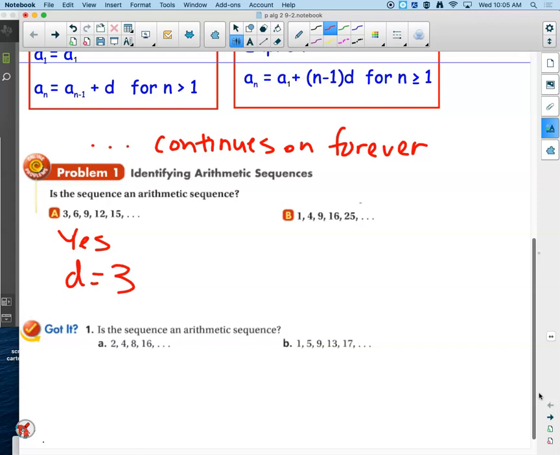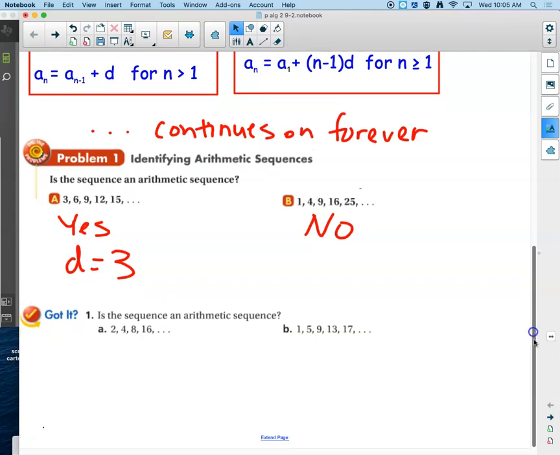Now, do you agree that it's pretty easy to see when they're adding a positive number? Sometimes you have to think a little bit, because if the numbers go down, they're adding a negative. But you just check and see. Is it constant? Is it 3 for every single one of these? And it is. Take a look at B. Arithmetic? Nope. Add 3, add 5, add 7. Nope. So that one's done. That's all we are supposed to tell them. Is it yes or no? If it's yes, tell them what the common difference is.